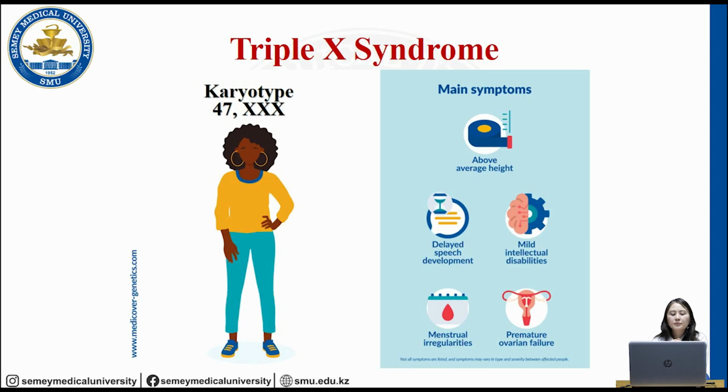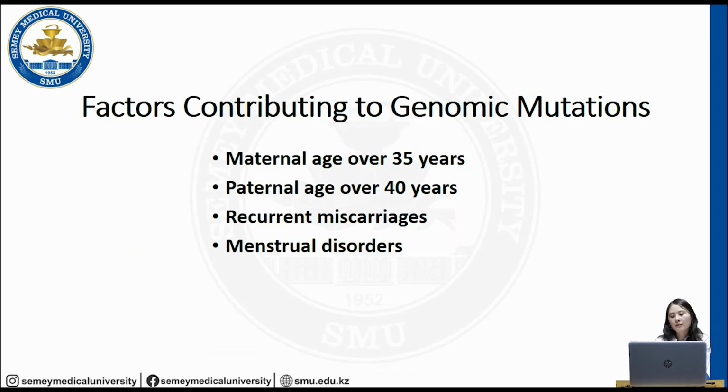Triple X syndrome karyotype is 47,XXX. They are above the average height. Delayed speech development they will have, mild intellectual disabilities, menstrual irregularities, and premature ovarian failure, but physically often they are normal.